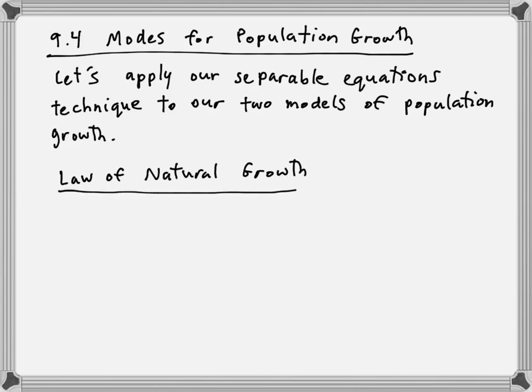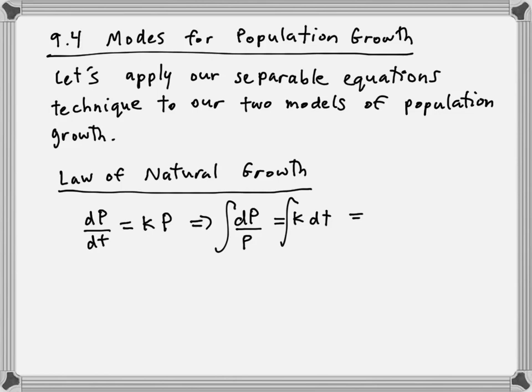Now we wrote down a solution before, but what we can do is actually solve it ourselves because it really was separable all along. So let's recall that the law of natural growth says that the rate of change of a population is directly proportional to the population itself. But this implies that dP over P is equal to k dt. In other words, we can separate the variables. Integrate both sides, we get the natural log of P is equal to kt plus C.